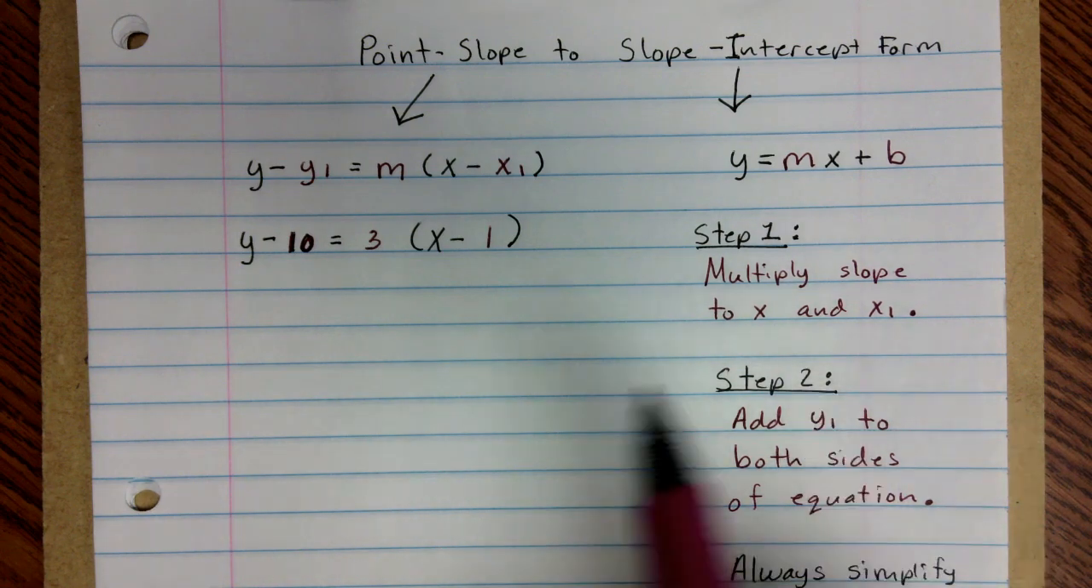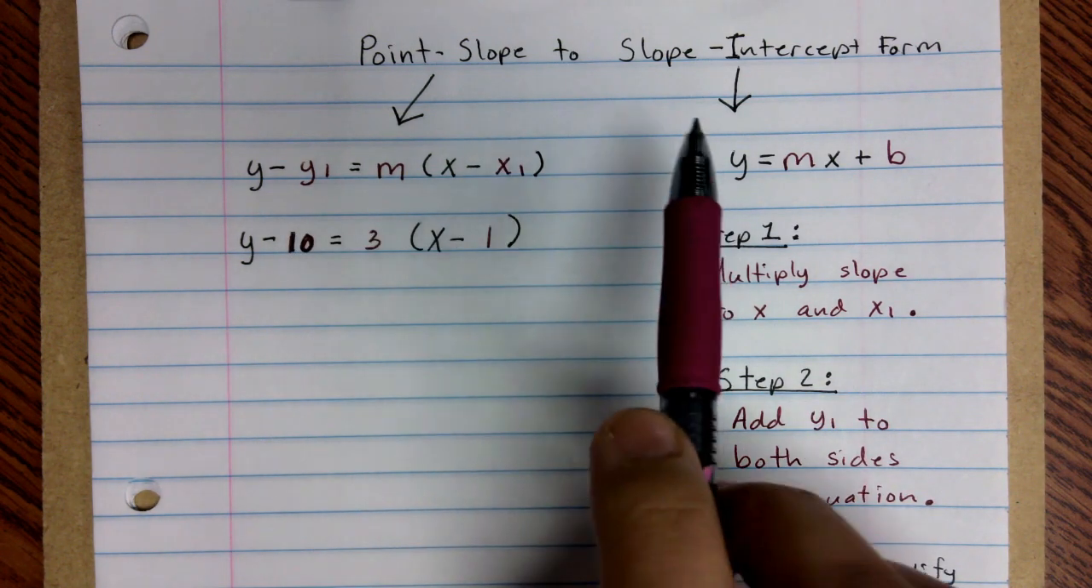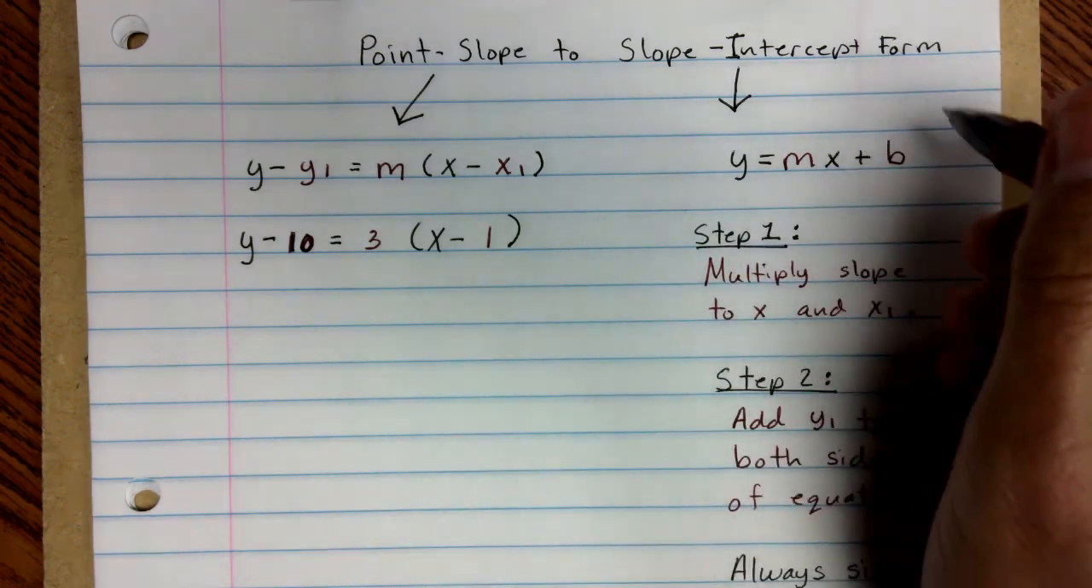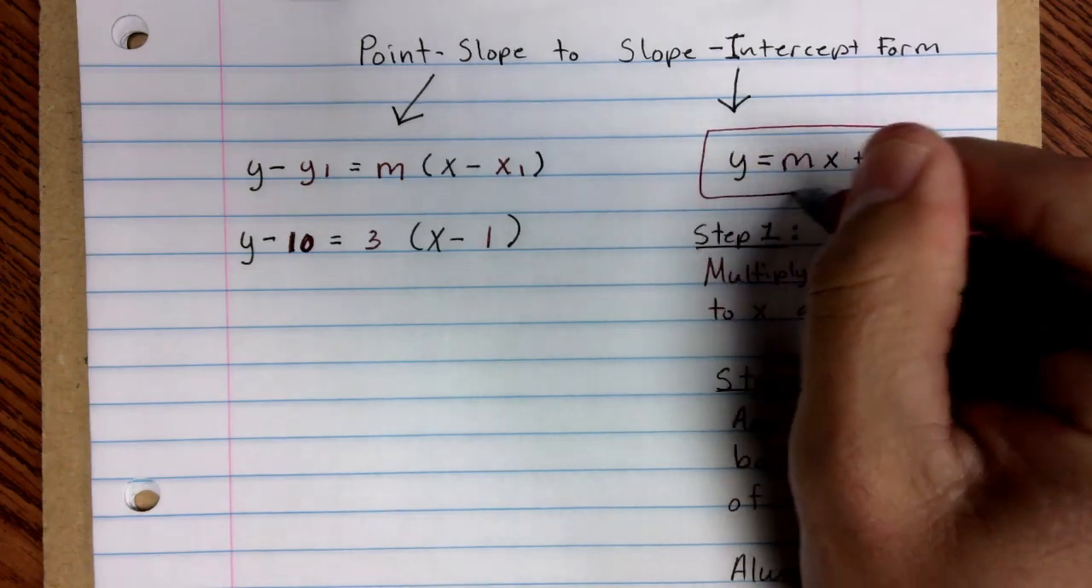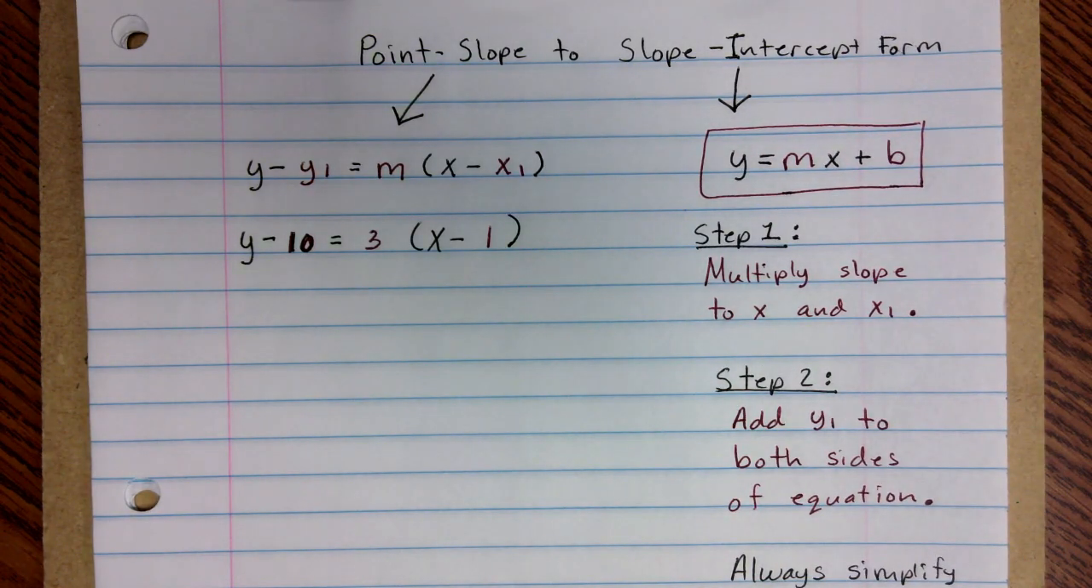In this video, we're going to look at taking a point slope form equation, which you see here on the left, and converting it to a slope-intercept form equation, what you see on the right. So our goal is to make what's on the left appear to be what's on the right. And we do this basically with two major steps.